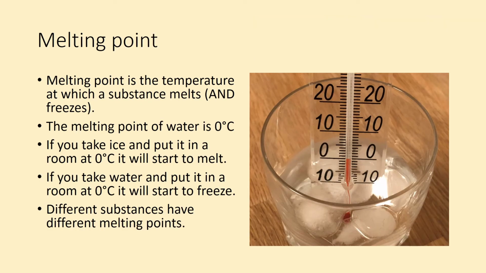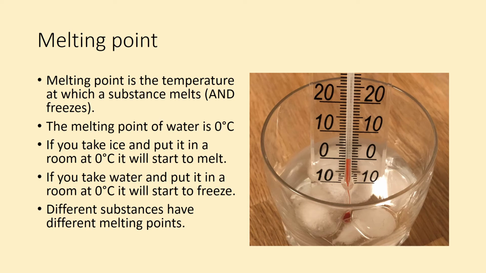Melting point. Melting point is the temperature at which a substance melts and freezes, which sounds really confusing. So the melting point of water is 0 degrees C. That means if you take ice, which is solid water, and put it in a room at 0 degrees C, it will start to melt. And it also means if you take water and put it in a room at 0 degrees C, it will start to freeze, right?